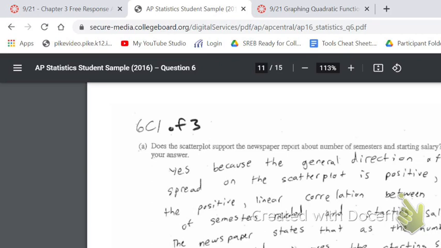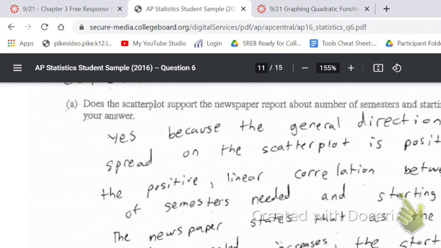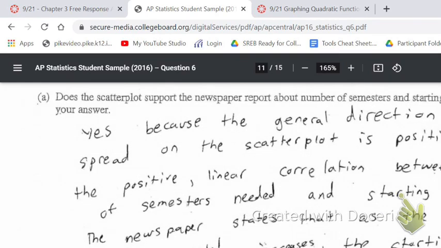Go ahead and take a minute to try to read through what they wrote. All right, so for part A, the student said yes, because the general direction of the spread on the scatter plot is positive, supporting the positive linear correlation between number of semesters needed and starting salary. The newspaper states that as the number of semesters needed increases, the starting salary increases, which is not true of every point on the scatter plot, but is true of the overall positive trend. What do you guys think about that?